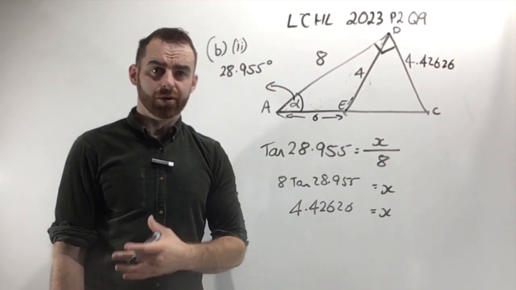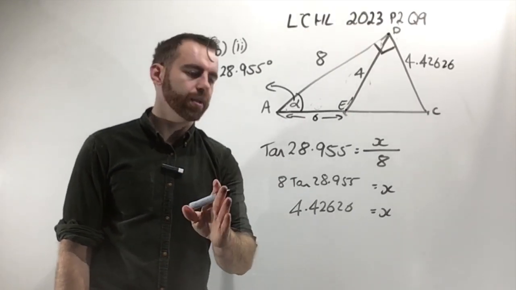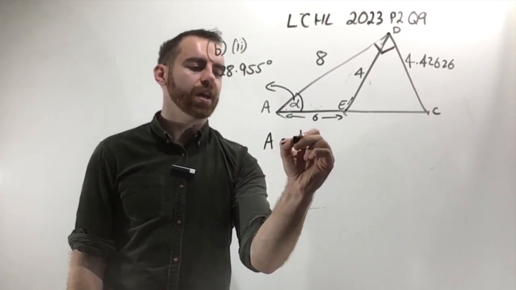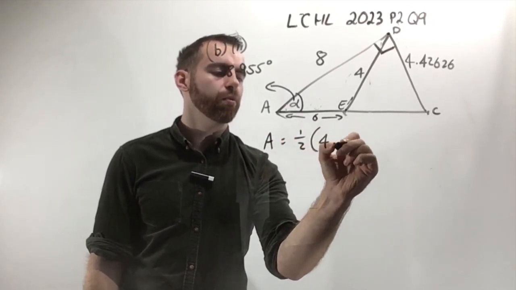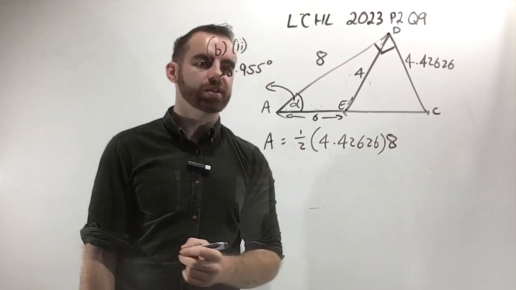4.42626. And in order to get the area of a triangle, it's just a half by the base by the perpendicular height. So let's look at that now. If I want the area of this shape, it's going to be a half multiplied by 4.42626 multiplied by the perpendicular height, which is 8.